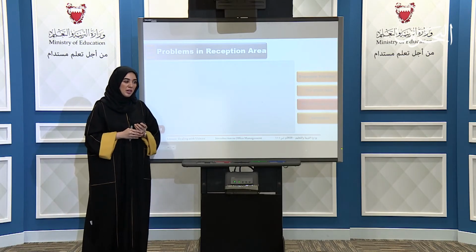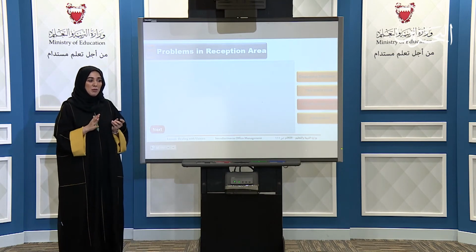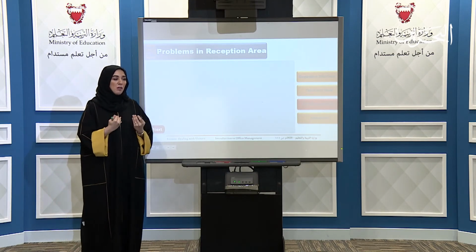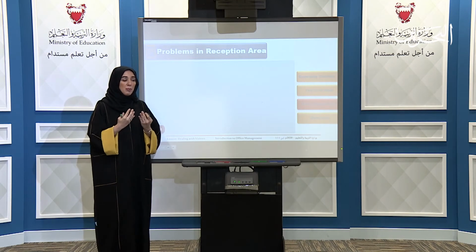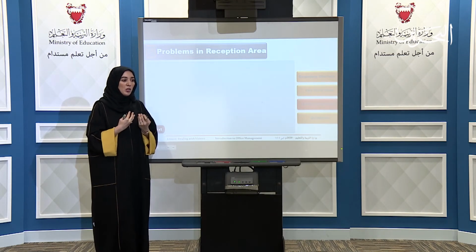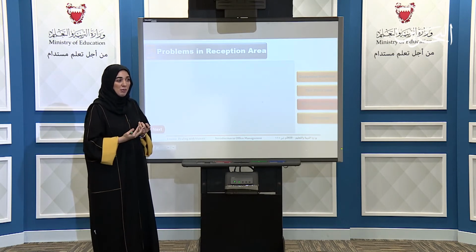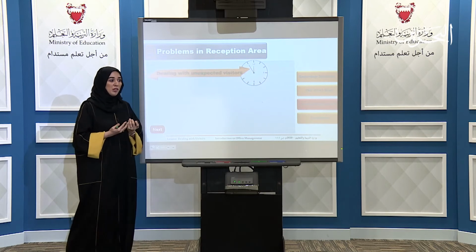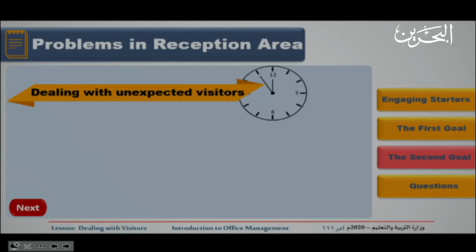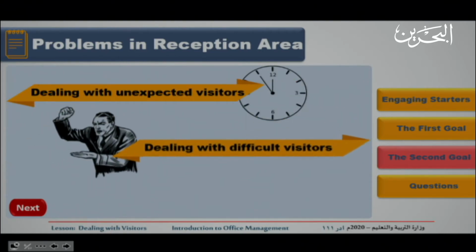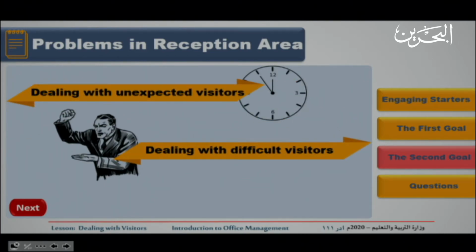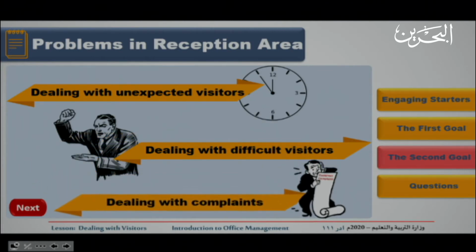Problems in the reception area. As we know, the receptionist is like the image of the company. She is the first point of contact with the company. So of course, all the problems will be in her face. She will face all the problems. Let's see the kinds of problems that she will meet. She has unexpected visitors. How is she going to deal with unexpected visitors? Dealing with difficult visitors, and dealing with complaints. Now we're going to look at each of them and how to deal with them.